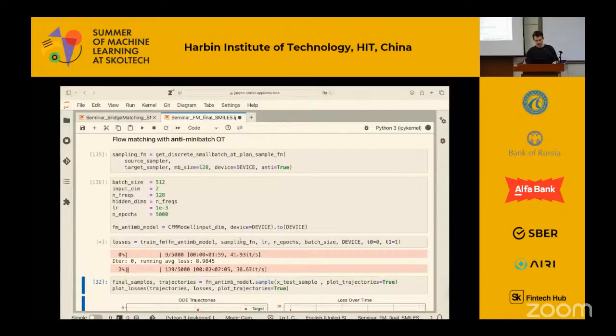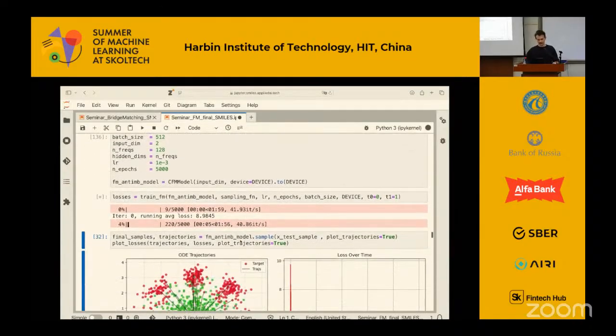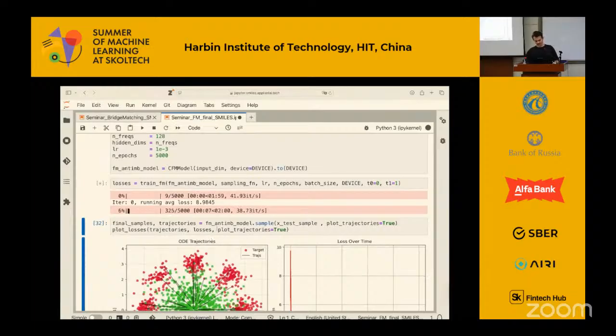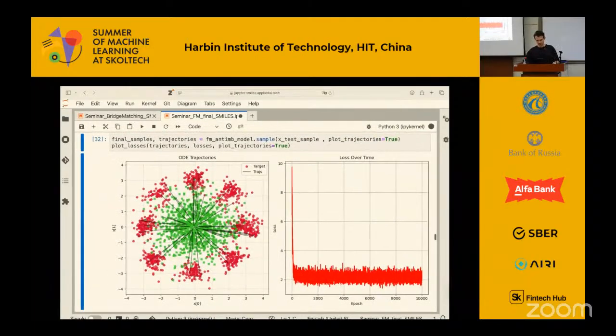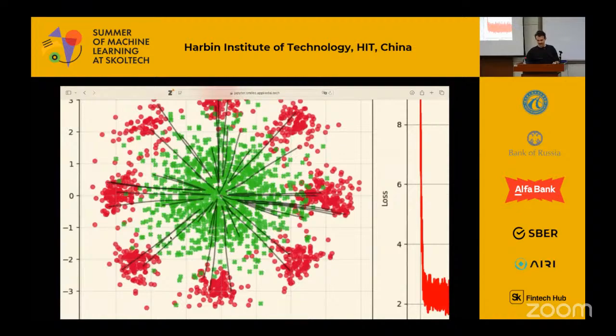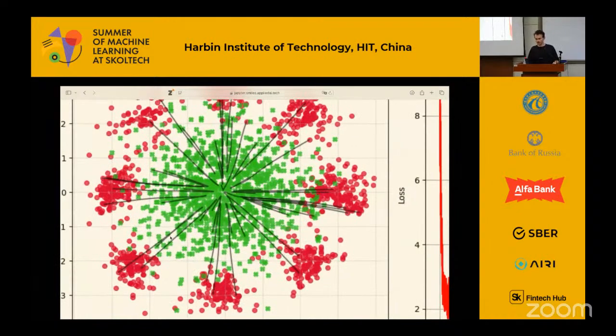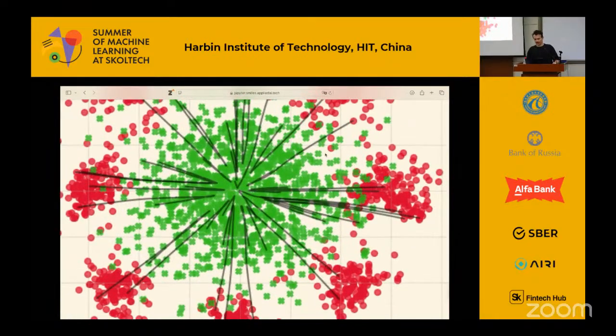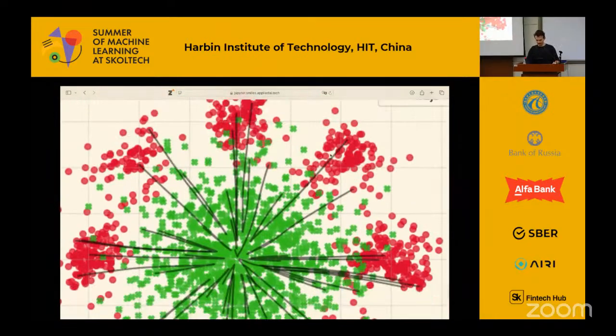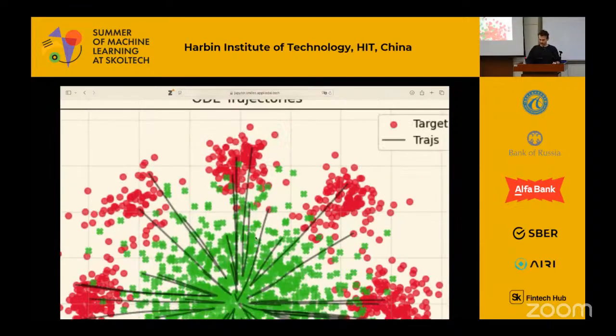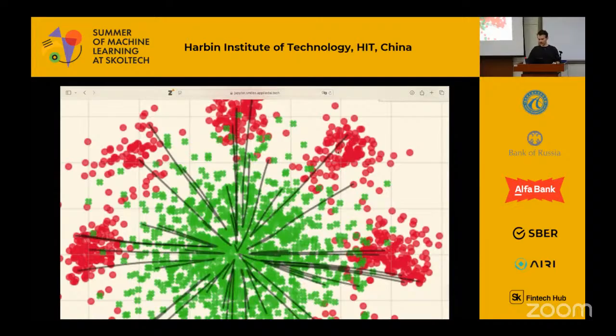Again, it's like training. But okay, I will omit the training and we will take a look at the results. So from the first point of view, these trajectories may seem straight. However, they actually have this sharp edge. So basically, if you start from this trajectory, you go to the center and then you basically turn around. Yeah, very, very strange trajectory.